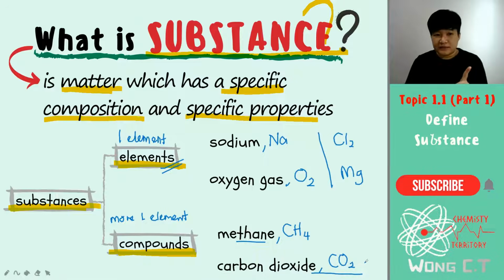So a substance is something that has a specific composition and specific properties. You know that CH4 must be holding 1 carbon, 4 hydrogen. So that is the specific composition and properties. Carbon dioxide, 1 carbon, 2 oxygen. That is the specific composition and specific properties.